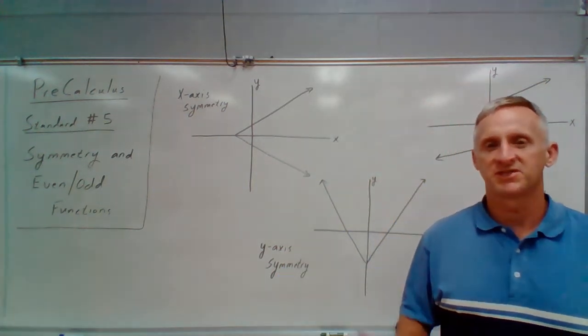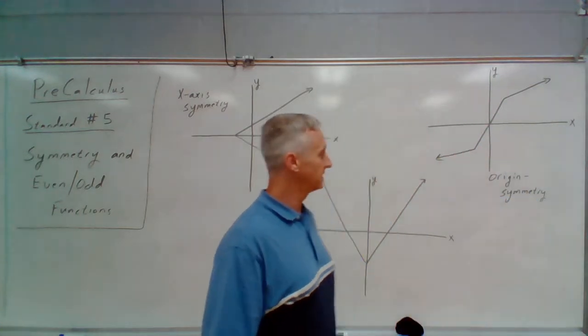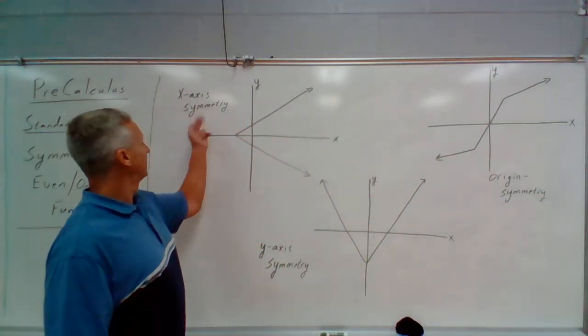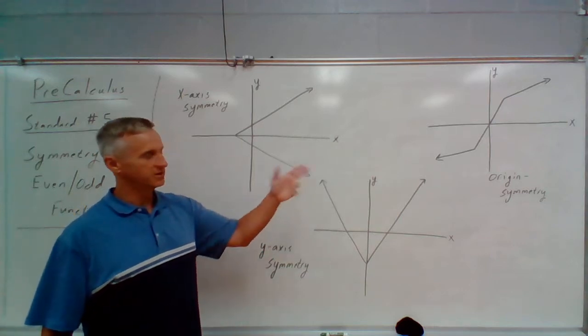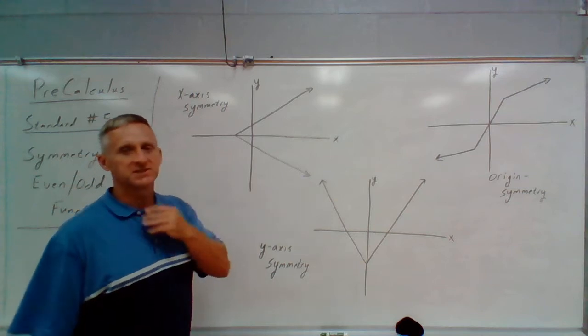All right, let's talk about the symmetry of graphs. There's three types of symmetry we'll be discussing. So we have x-axis symmetry, y-axis symmetry, and what we call origin symmetry. So the first, x-axis symmetry.